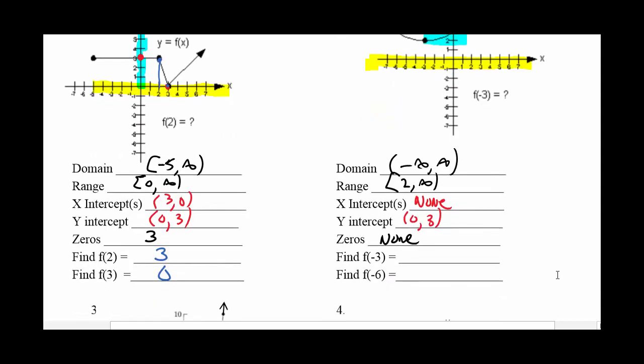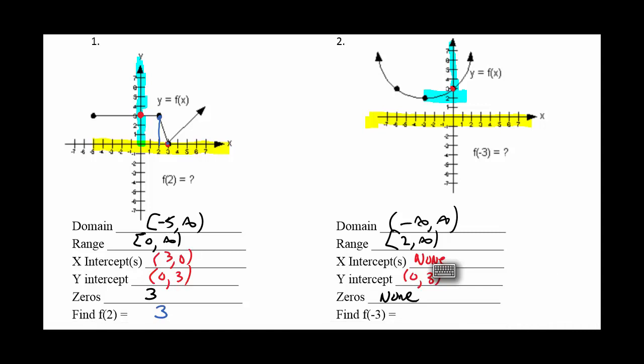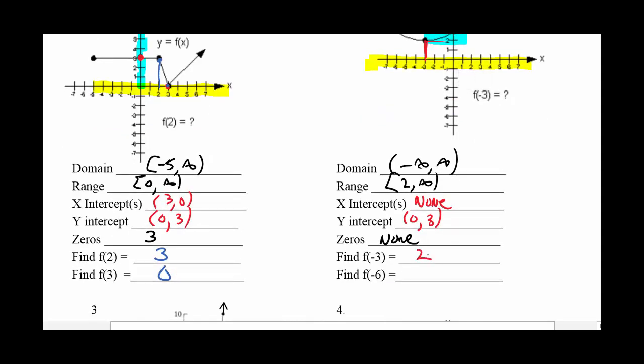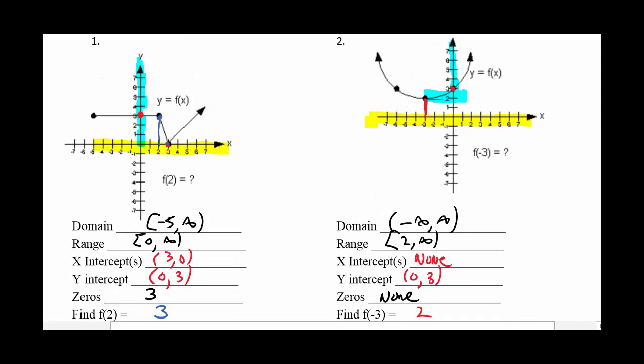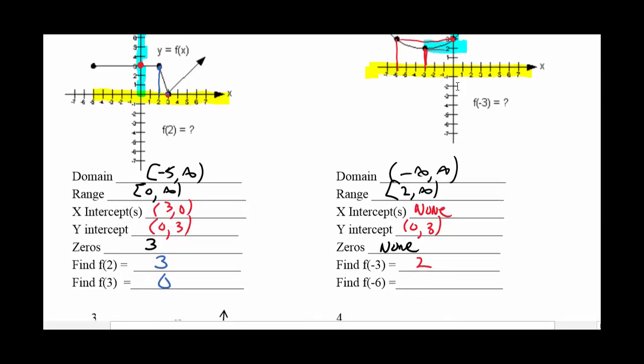It was f of -3 and f of -6. Okay, so f of -3 says come over here to -3, and what's that ordered pair there? So it looks like it's 2. And f of -6 says go up to that point, and it looks like the y value of that is 3.